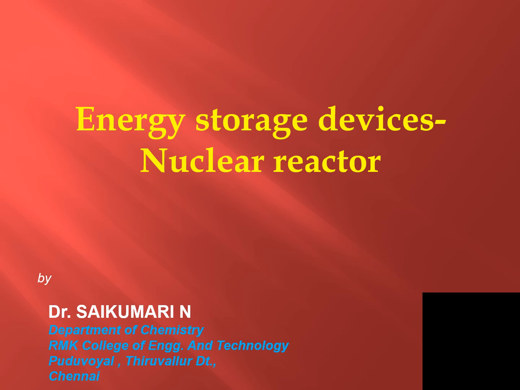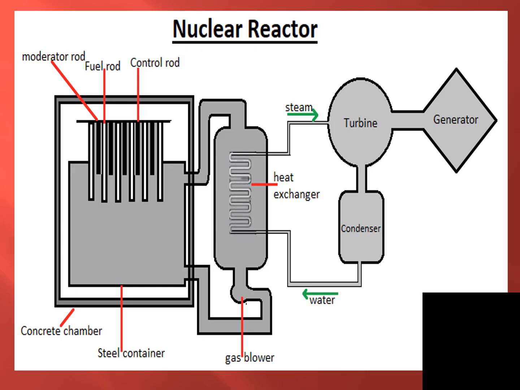Today, we are going to see a few facts on nuclear reactor. Now, what do we mean by a nuclear reactor? Actually, what happens in a nuclear reactor? Nuclear reactor is defined as an arrangement or setup which is used to convert nuclear energy into electrical energy. What do we mean by nuclear energy? Nuclear energy is the energy which is produced by means of nuclear reactions.